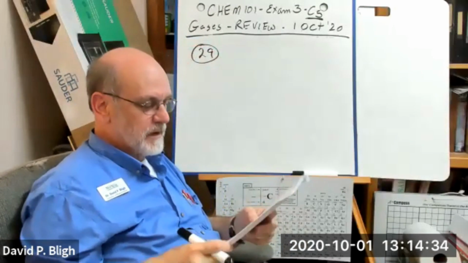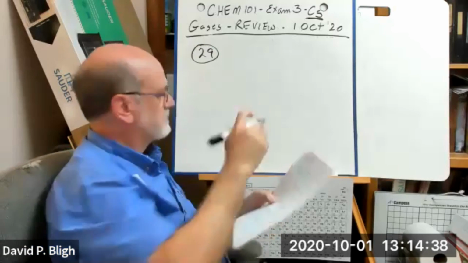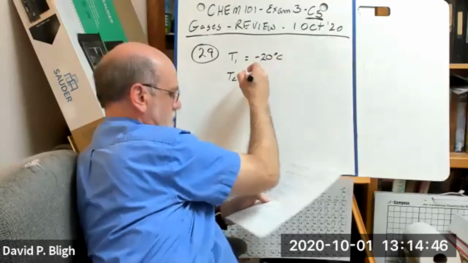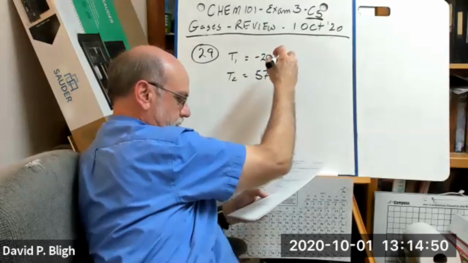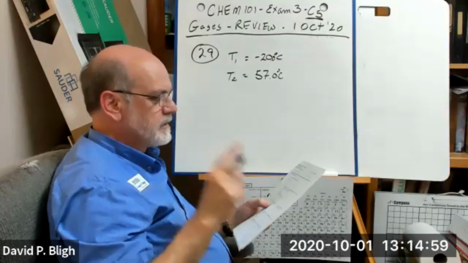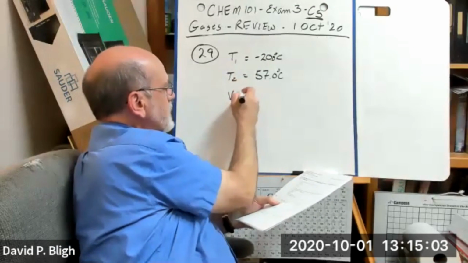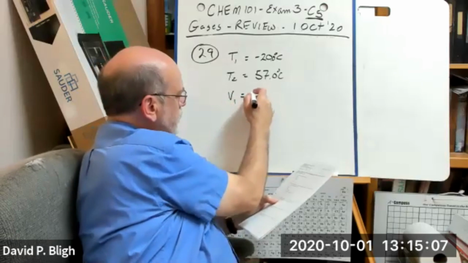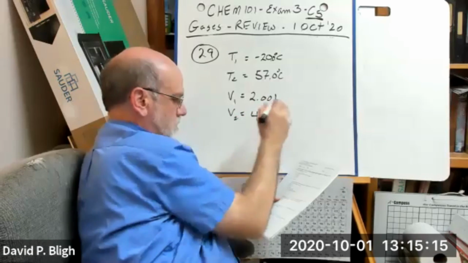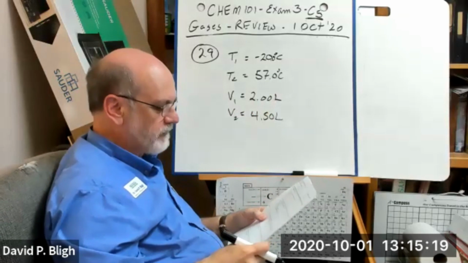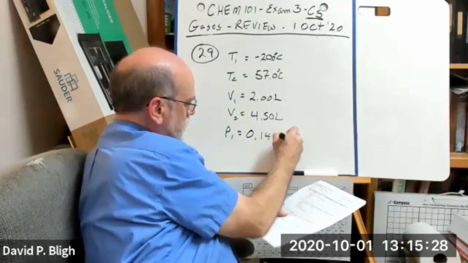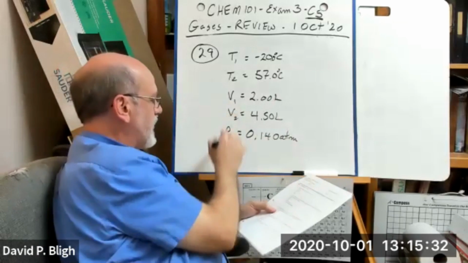A gas sample is heated from -20 to 57. So if we go from this temperature to this temperature, 57, that's a 0 also. Okay. And the volume increases from 2 liters to 4.5 liters. So from that temperature, the volume went from there at 2 liters to there at the new temperature, 4.5 liters. What else? If the initial pressure is 0.14 atmospheres, so the initial pressure, P1, was 0.14 atmospheres. Then it asked us, what's the final pressure? So that means P2.